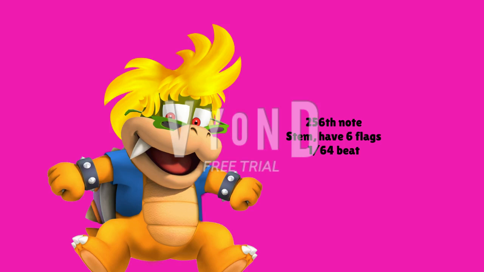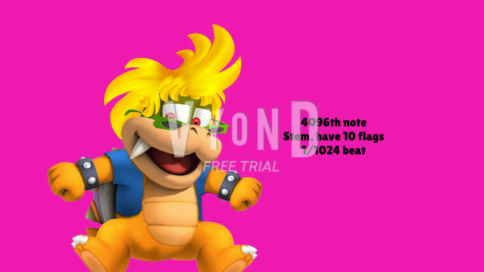The 256th note has a stem and 6 flags. It is equal to a 64th of a beat. The 512th note has a stem and 7 flags. It is equal to a 128th of a beat. The 1024th note has a stem and 8 flags. It is equal to a 256th of a beat. The 2048th note has a stem and 9 flags. It is equal to a 512th of a beat.